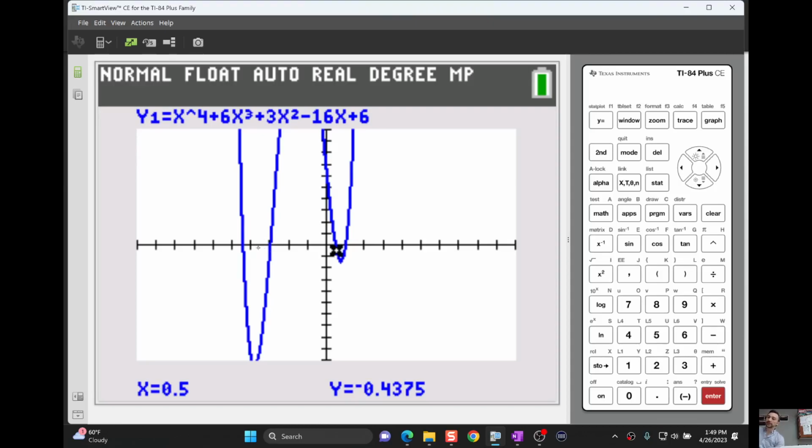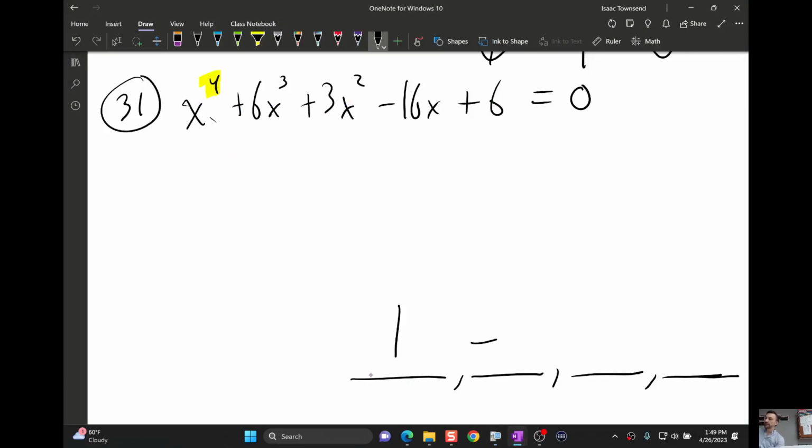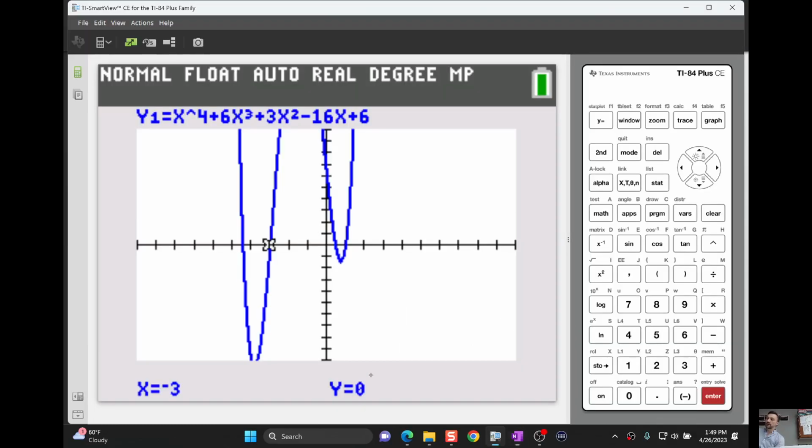What about this one? What does that look like? Okay, trace negative 3, enter, jumps to that point. Negative 3 is exactly 0. Okay, and any guesses for this one?